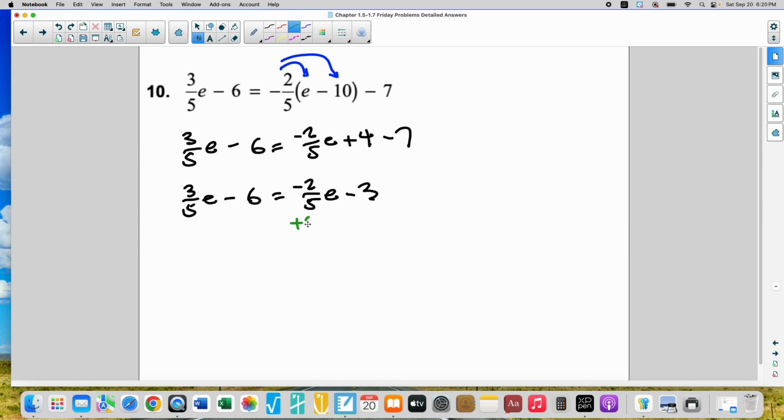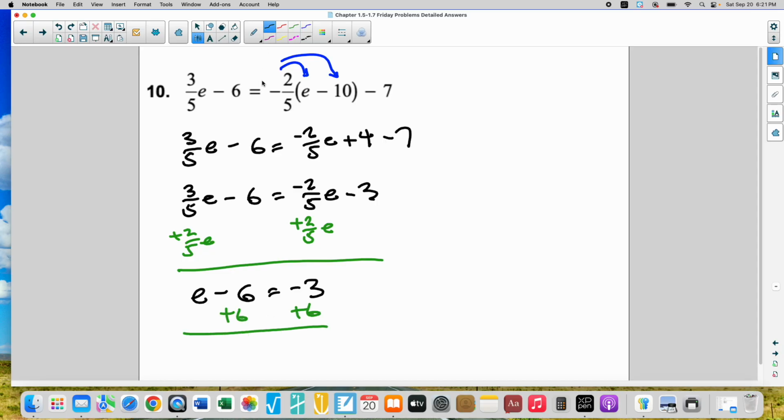Let's move my variables to the left. That's going to give me 5/5, or it's just going to give me e. Let's add 6, and e equals 3. That wasn't so hard.